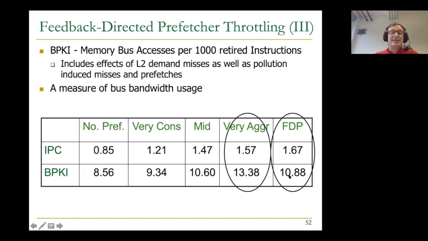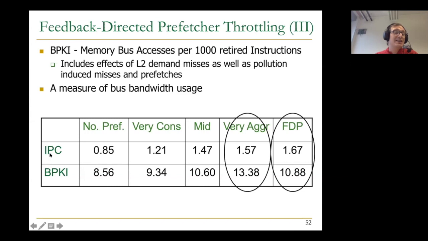So you basically get better performance than the best performance that you could achieve while consuming the bandwidth of a middle-of-the-road aggressive prefetcher, right? That's the idea over here. So the performance that you get per bandwidth you consume is much higher than actually any of these prefetchers if you do the calculations, including the no-prefetching baseline.